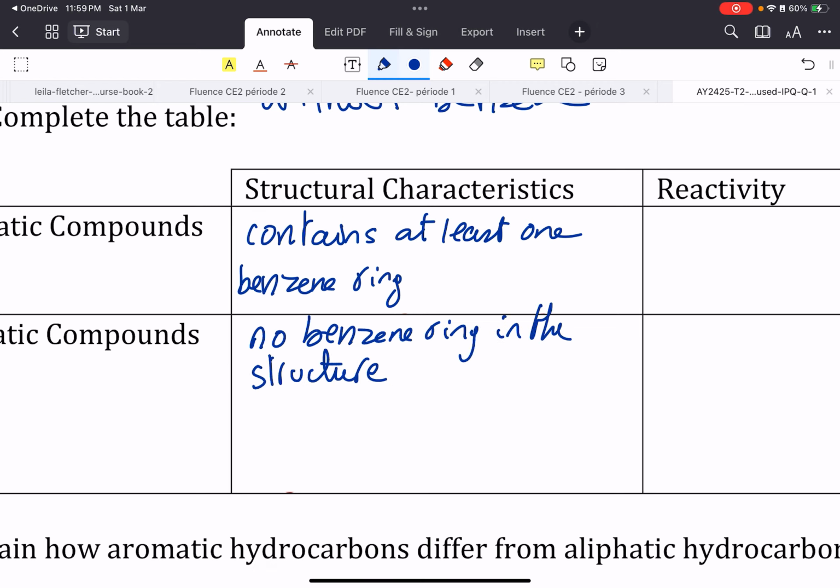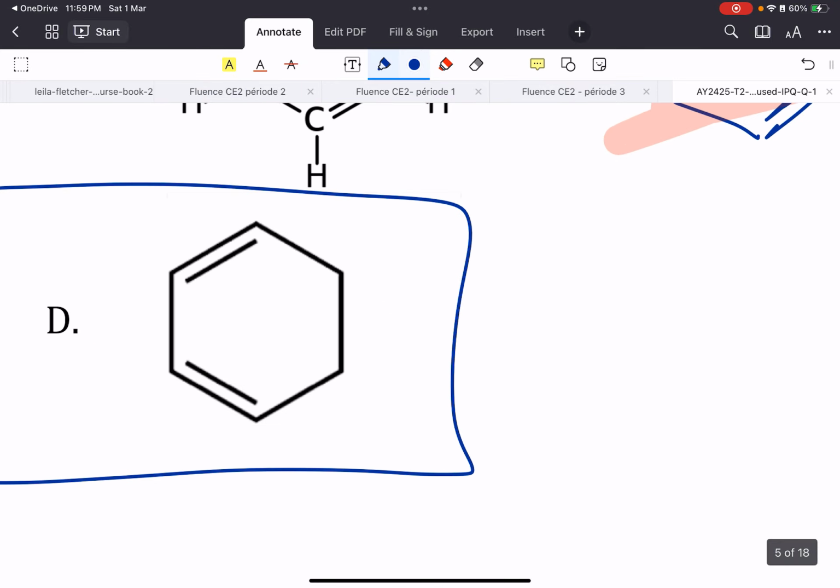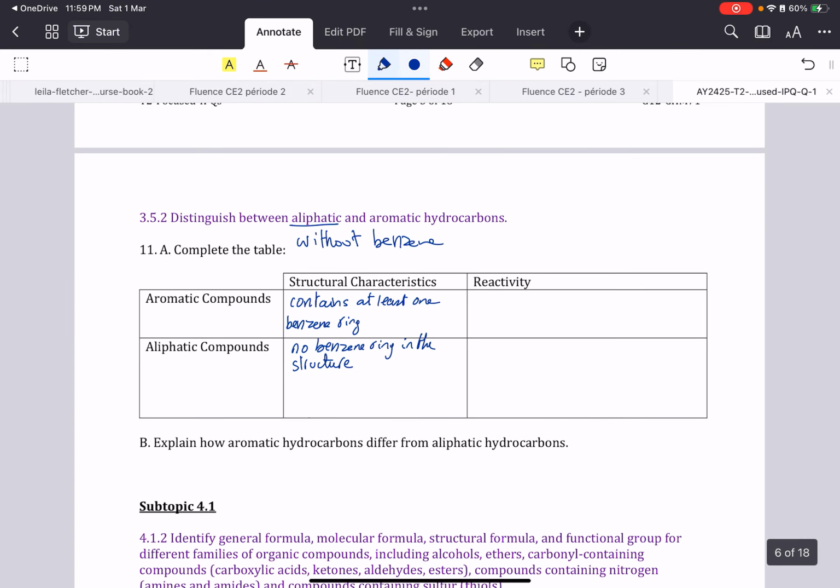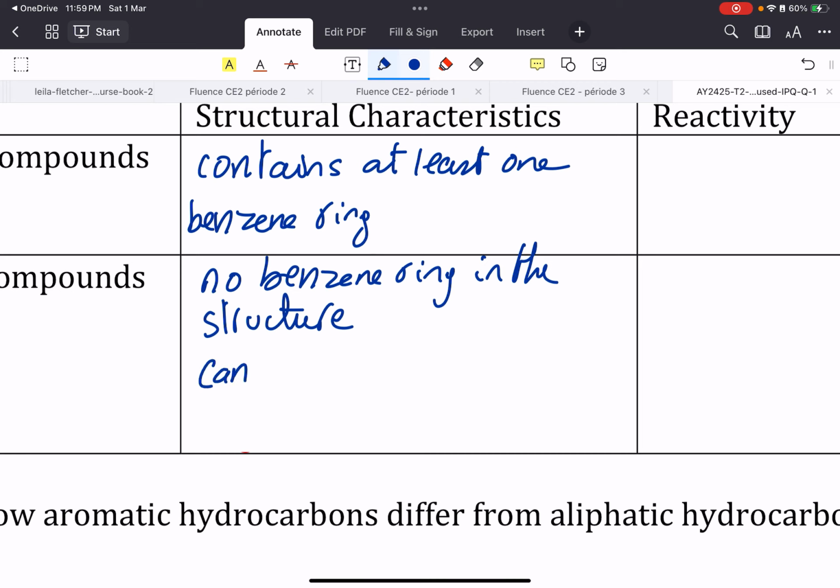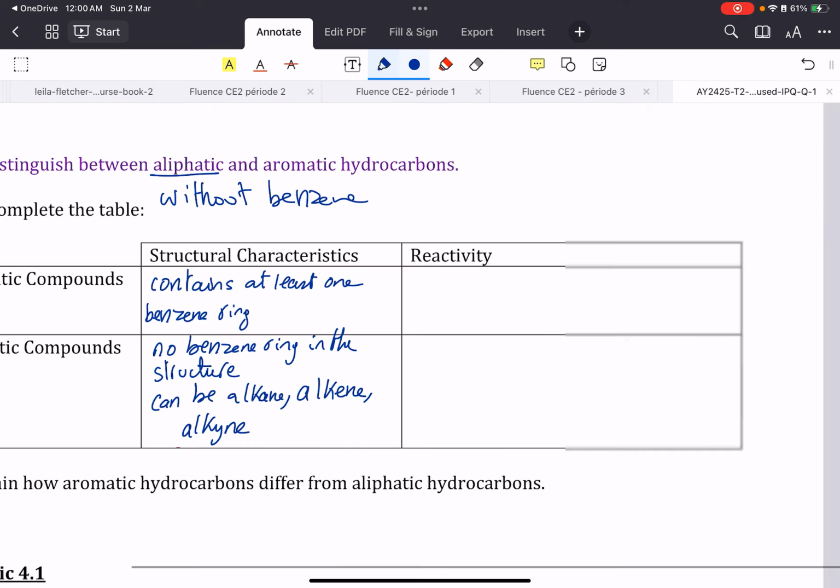It could be cyclic, like a normal cycle with double bonds, like this one is a cyclic alkene. It has 2 double bonds, but it's not benzene. So no benzene ring in the structure. It could be alkane or cycloalkane. It could be alkene or cycloalkene, or alkyne or a cycloalkyne. But there is no benzene ring. It can also have branches as well.